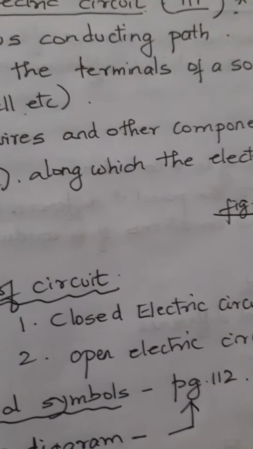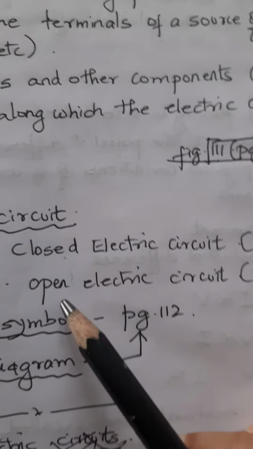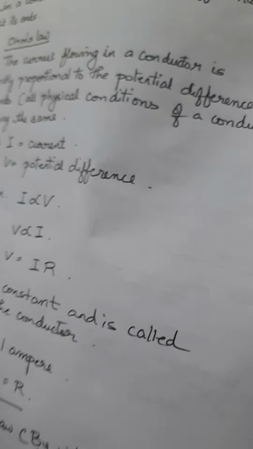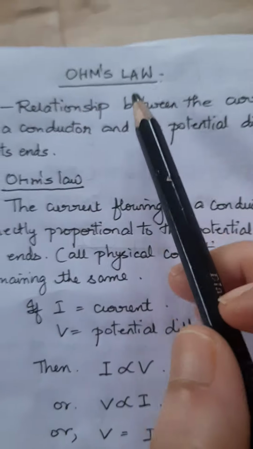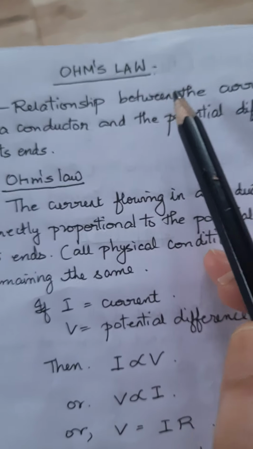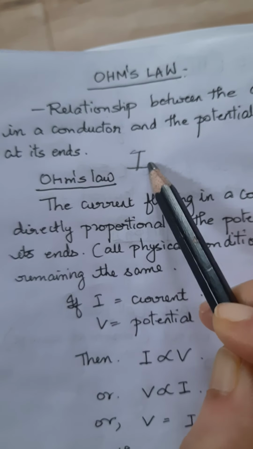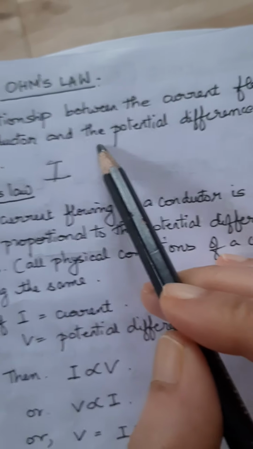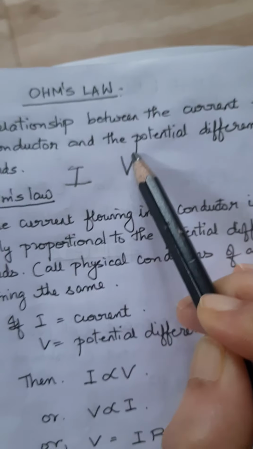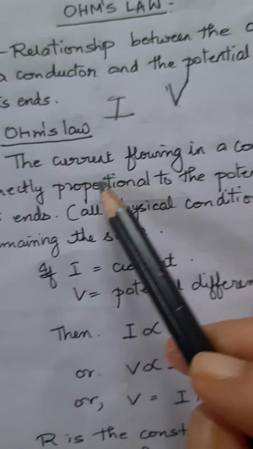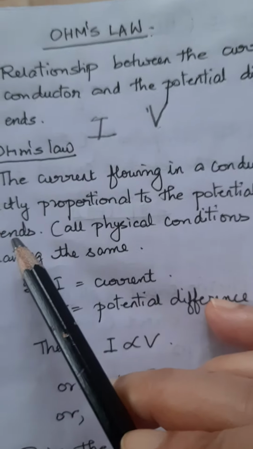Now there are two types of circuit that I have told you just now, closed electric circuit and open electric circuit. Now we look at a very important part, that is Ohm's law. What is this Ohm's law? It is the relationship between the current, that is I, passing through the conductor, and the potential difference applied across its ends, that is V. So this is the current that is flowing through the conductor.